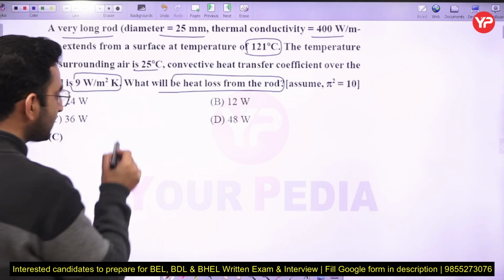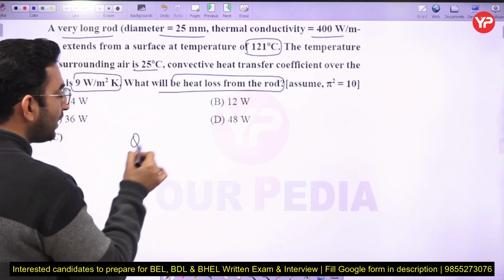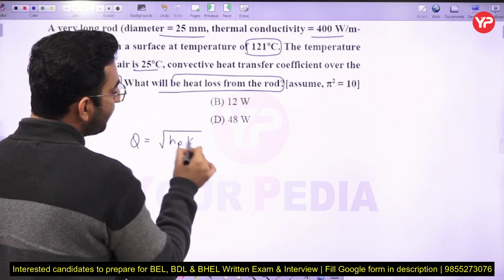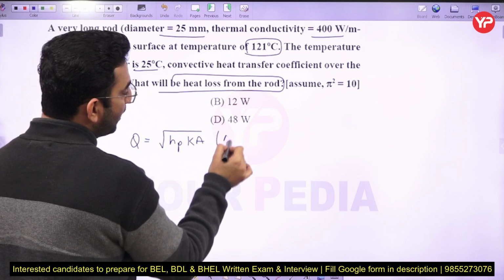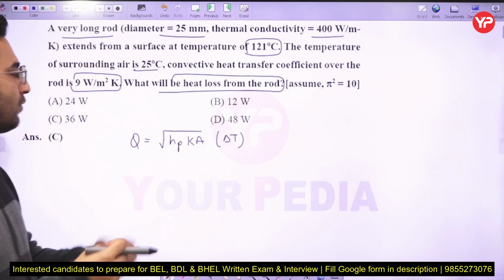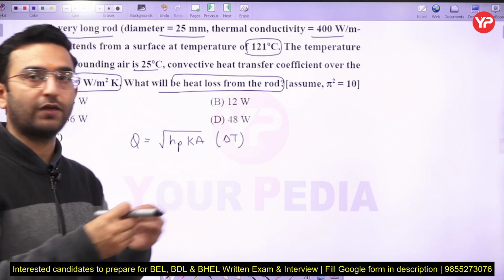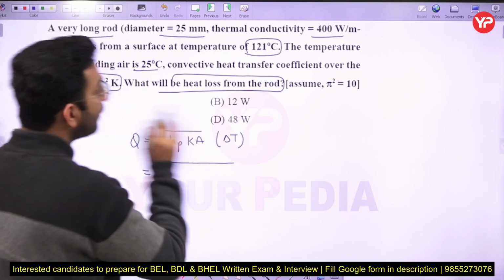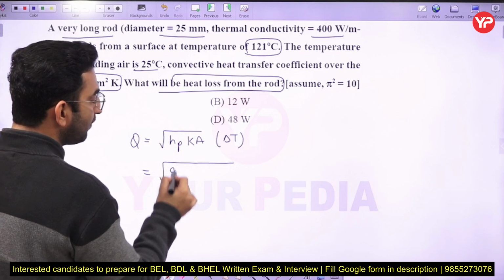So we can say in this case, when the fin is infinitely long, the heat loss can be calculated by the particular formula root of hPkA times delta T. Okay, so this is the actual formula in this case. So you just have to put the values into this expression and solve for the final answer. Here you can see the value of h is given to you as 9.